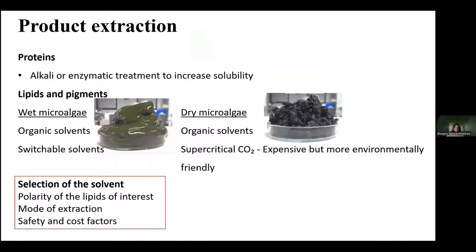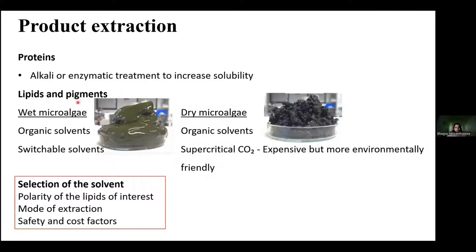The next step is to extract the product. Usually, if we are interested in extracting the proteins after the cell disruption, water-soluble proteins will mostly be dissolved in the aqueous section of the suspension. Otherwise, we can use alkali or enzymatic treatment to increase the solubility of the proteins in the aqueous phase. And then we can separate the aqueous fraction using a dewatering method such as centrifugation.